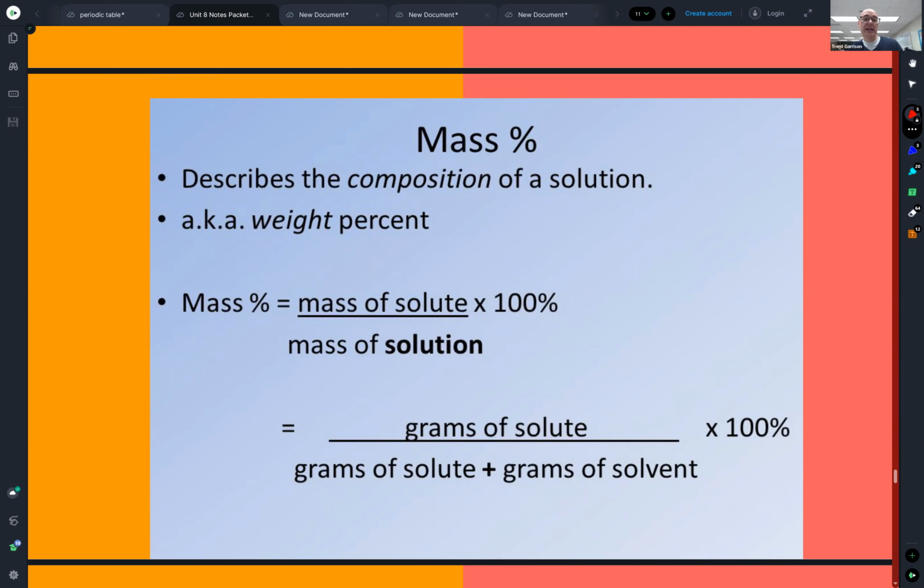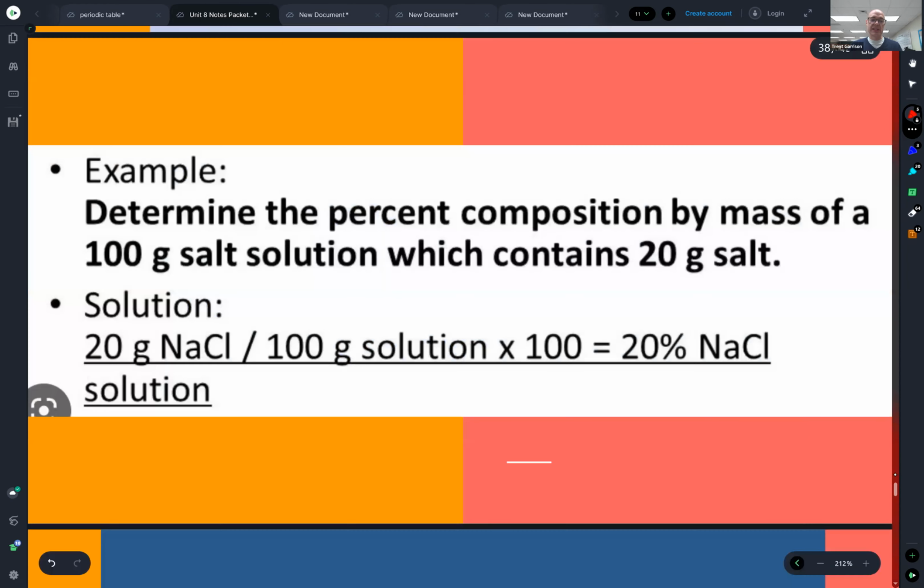So mass percent is equal to the mass of the solute divided by the total mass of the solution. So notice in this bottom part of this formula, that same grams of solute is on the top and it's on the bottom. So think of this as a sum down on the bottom that needs to be added together to get the total mass of the solution. So they're going to give you not the mass of the solution. They're going to give you each of these individual parts, the mass of the solute, the mass of the solvent, and you have to add them together. So here's an example for you.